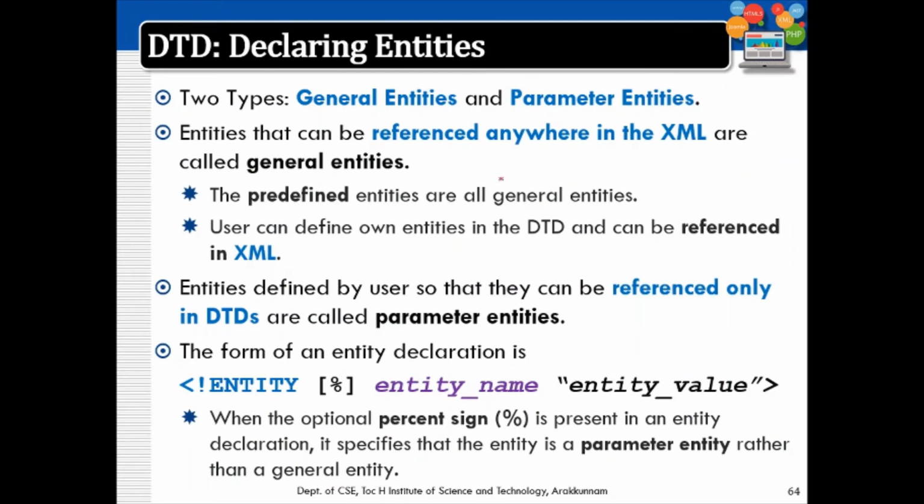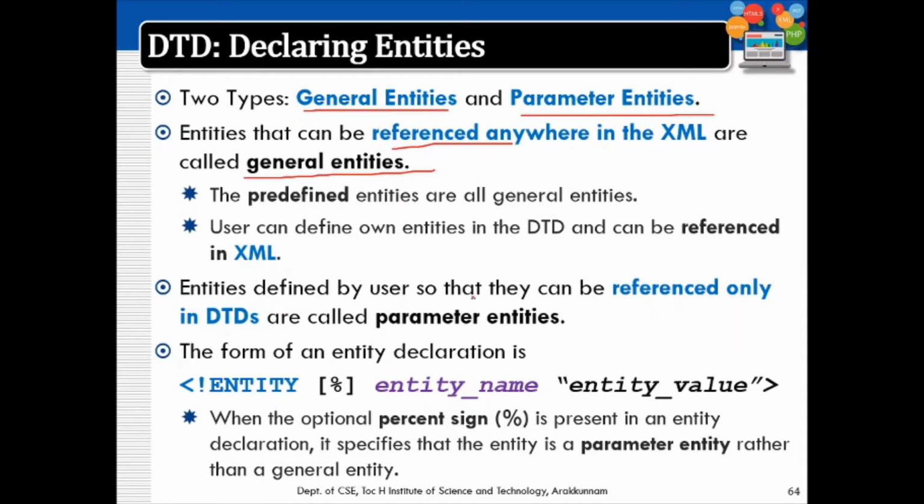Then DTD can also be used to declare entities. There are 2 different types, general entities and parameter entities. Entities can be referenced anywhere in the XML. The entities are created in the DTD. They can be referenced anywhere within the XML. Such entities are known as general entities. All predefined entities are general entities.